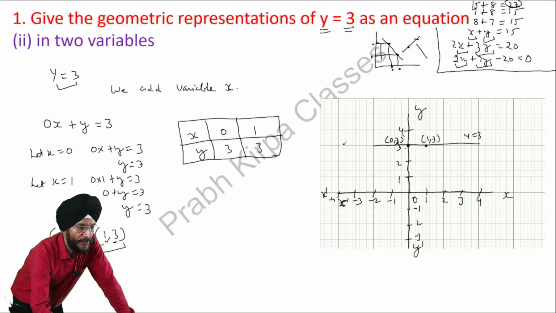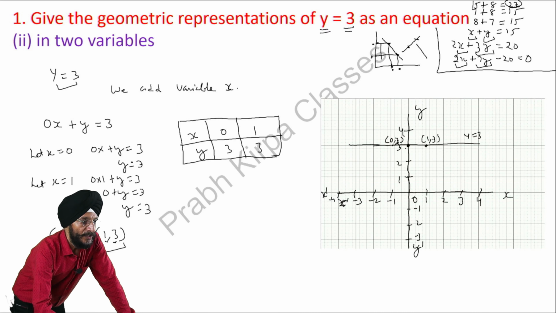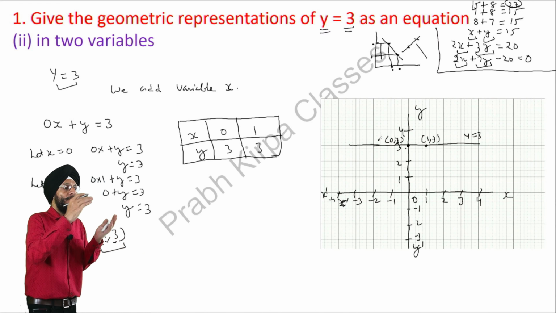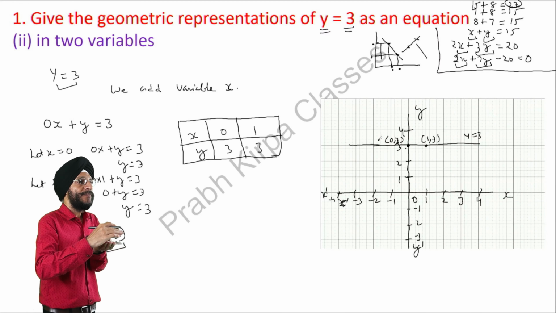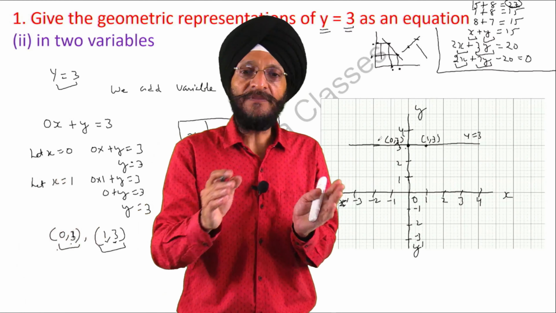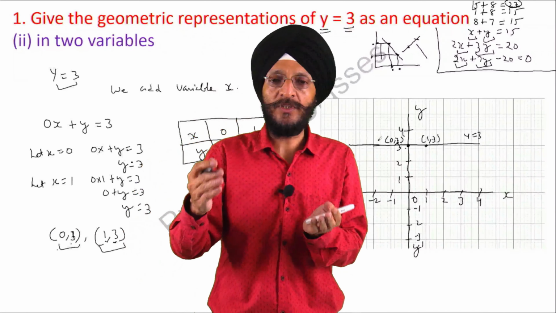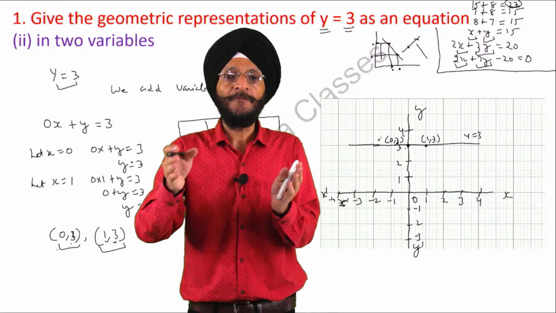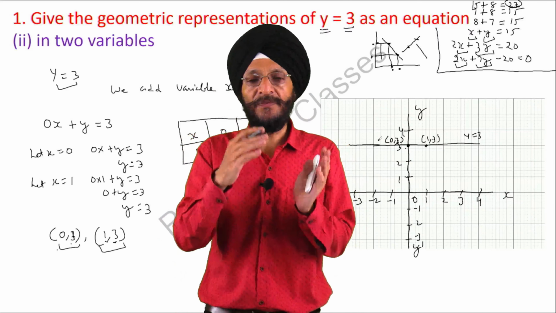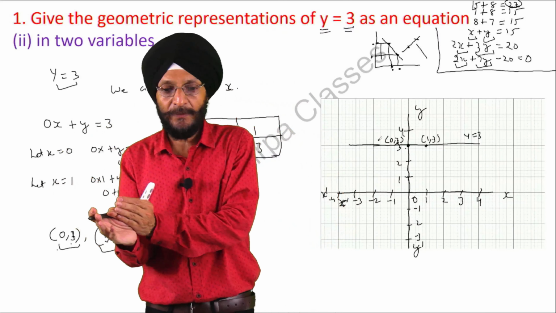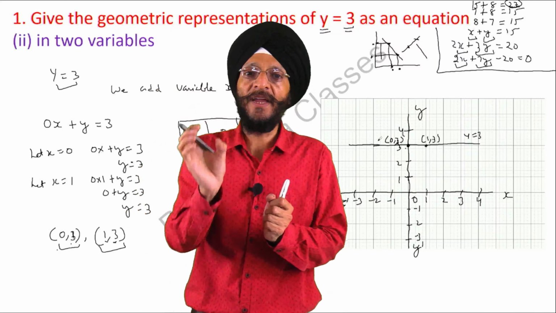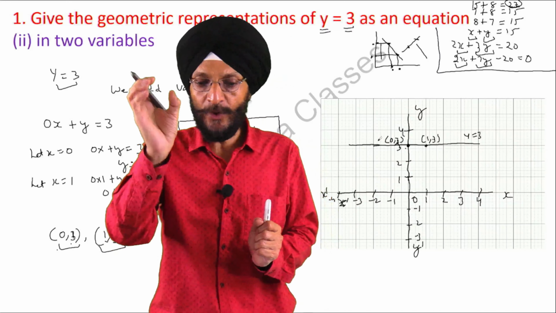Here we have formed the geometrical representation of y is equal to 3, where we have assumed the other variable which was not given in the question. If the y variable is given, then we will assume the x variable. If the x variable is given, we will assume the y variable, and on the basis of that we will find the two solutions of x and y which fit into the equation.